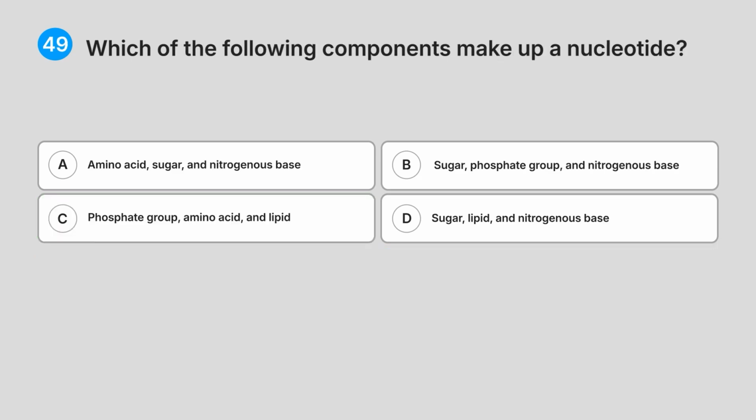49. Which of the following components make up a nucleotide? A. Amino acid, sugar, and nitrogenous base. B. Sugar, phosphate group, and nitrogenous base. C. Phosphate group, amino acid, and lipid. D. Sugar, lipid, and nitrogenous base. Do you know the answer?